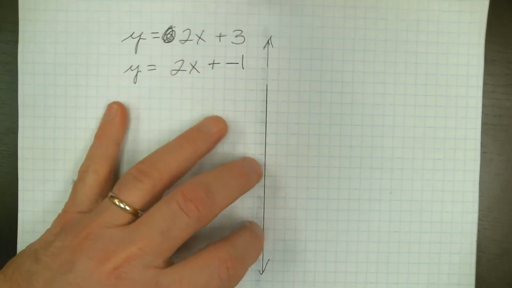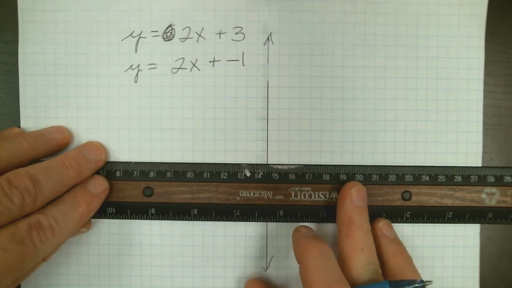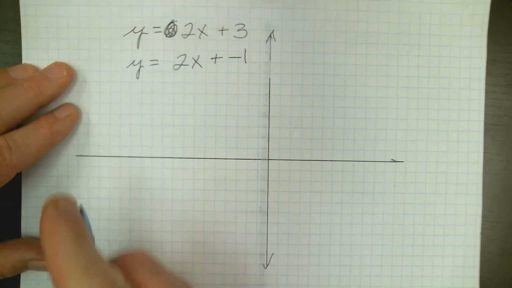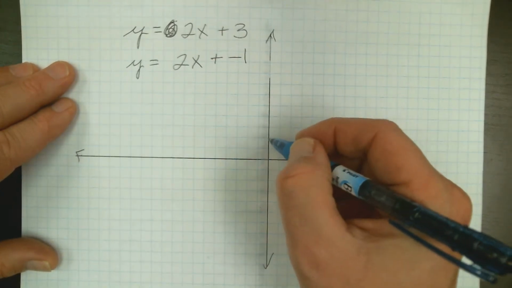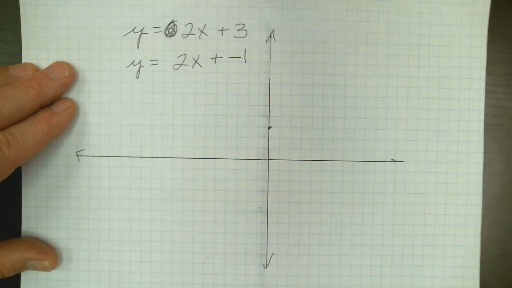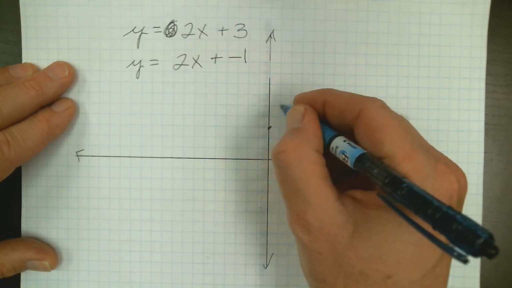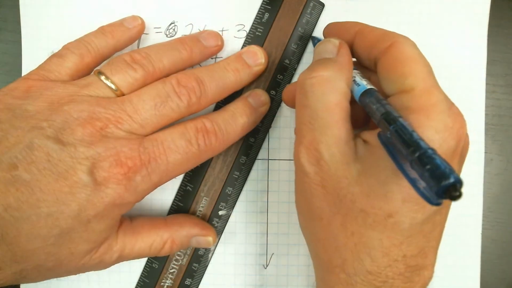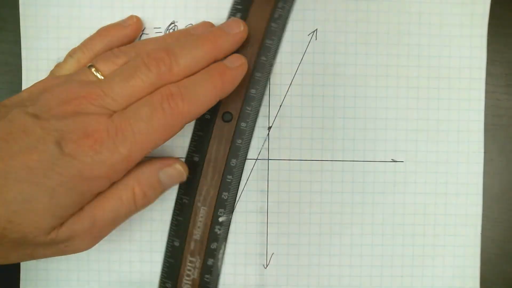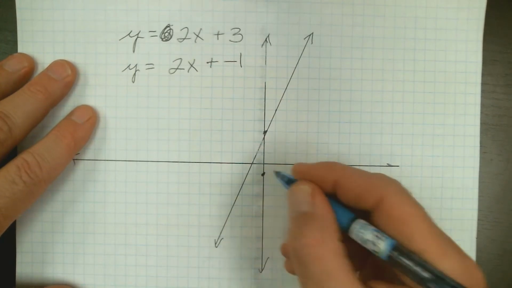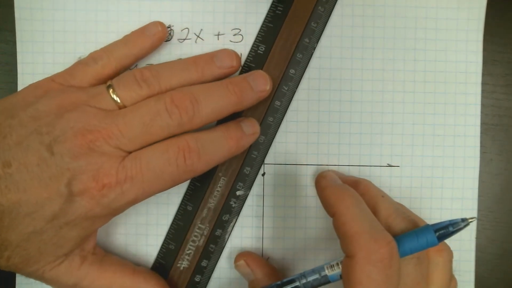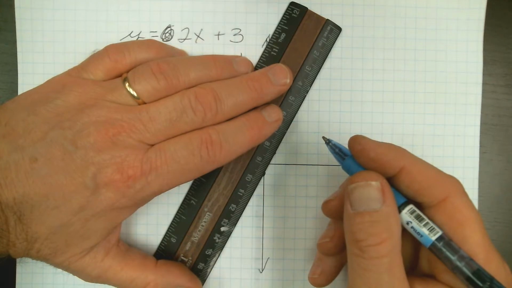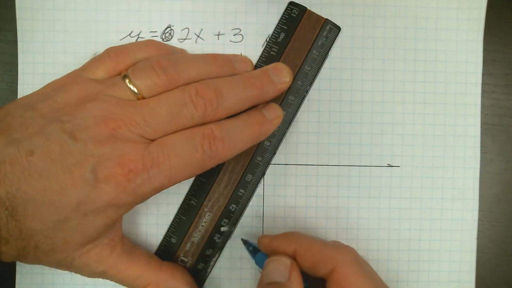I'm going to graph these two. Okay, sort of a big graph there for that, but that's okay. So y-intercept of 1, 2, 3, and slope of 2 up 2 over 1. Well, we know that these two have the same slope, right? If they have the same slope, we know that they're parallel, right? Well, if they're parallel, we know that they never cross.